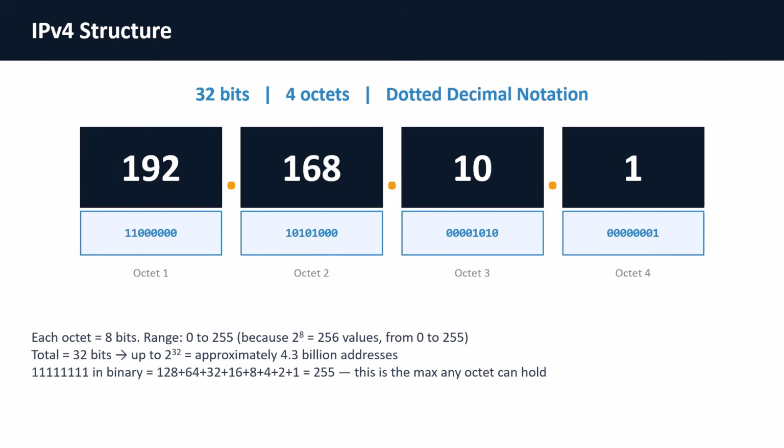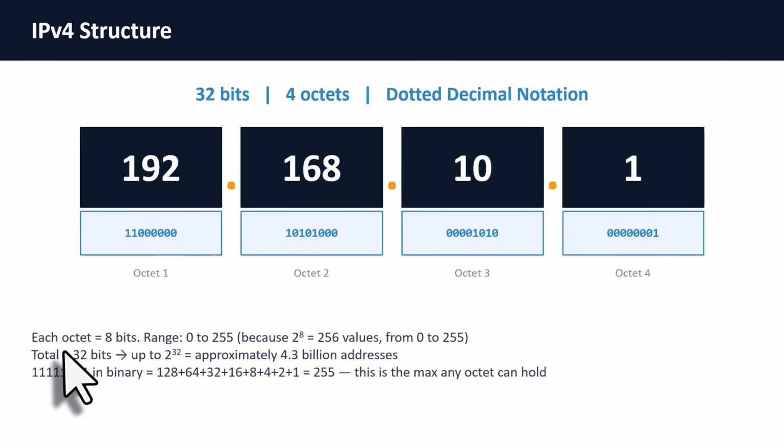So this is the structure of an IP version 4. Basically, it is 32 bits in length. By 32 bits in length, we mean it has a total of 32 bits, and these 32 bits are broken down into 4 octets. Like you can see, 192.168.10.1, these are the different octets: the first octet, second octet, third octet, fourth octet, and they are written in dotted decimal notation with a period separating the octets, like you can see here.